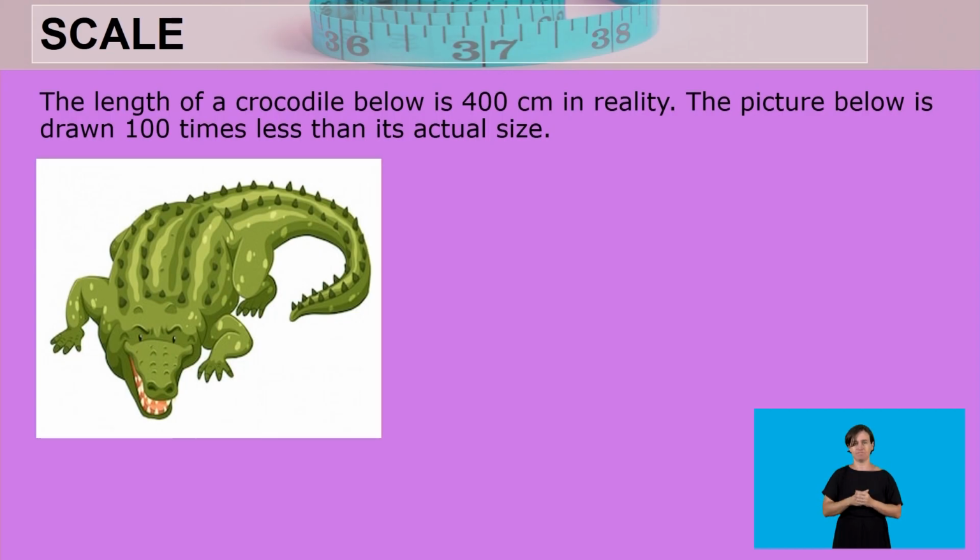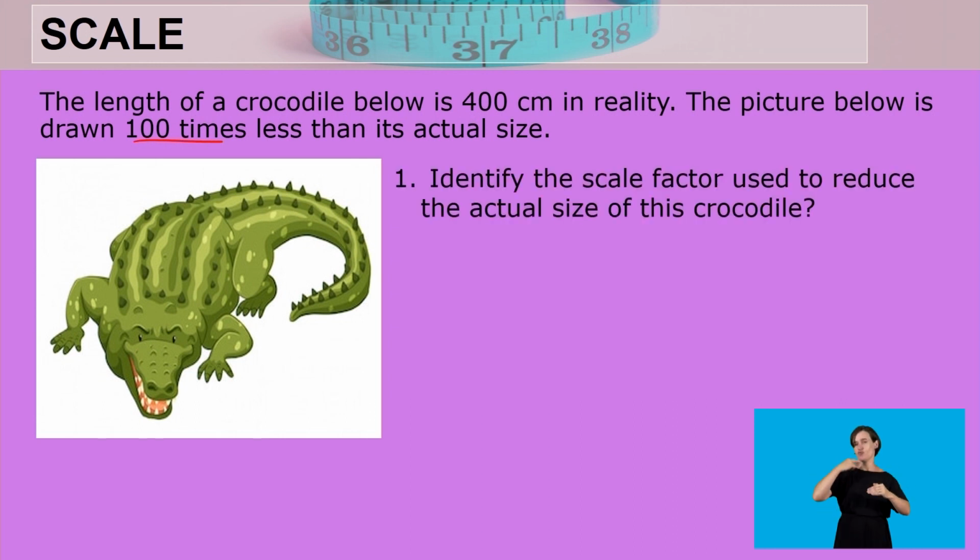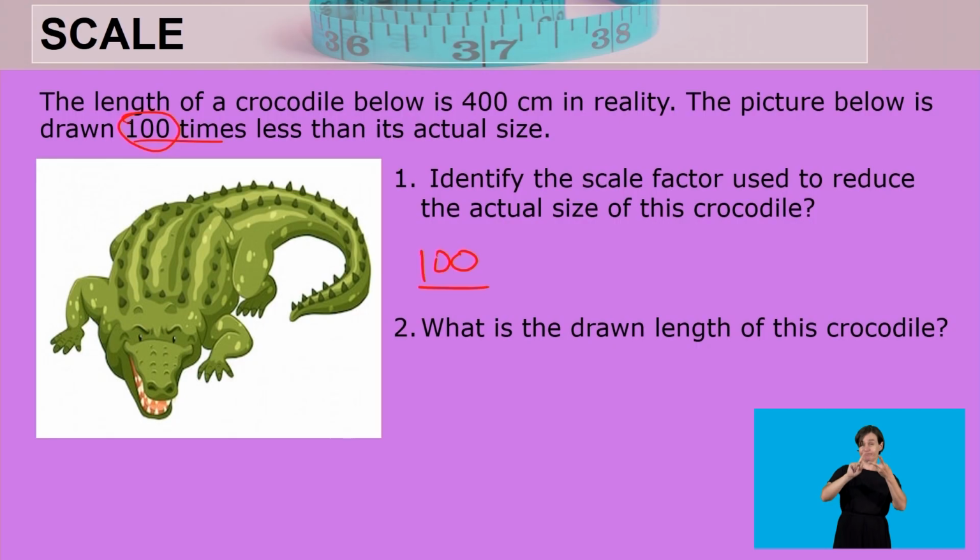The length of the crocodile is still 400 centimeters. The picture below is drawn 100 times less than its actual size. Now, identify the scale factor used to reduce the actual size of this crocodile. The scale factor is 100, so it means we reduced it by 100 times. If we were to represent this as a number scale, we'd say it's 1:100, showing that 1 unit on the map will represent 100 units in reality.